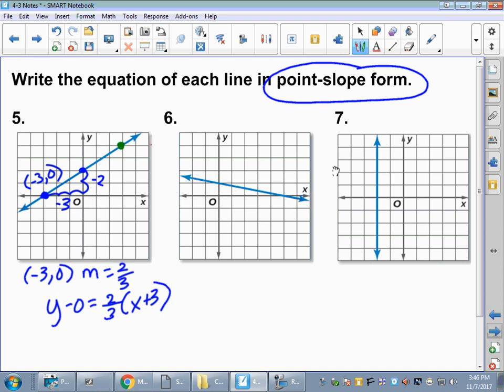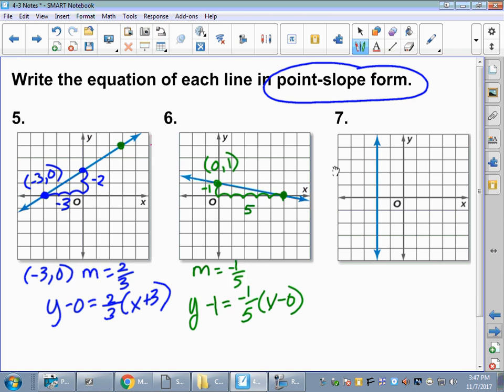For number 6, maybe I will count from, looks like my y-intercept all the way down to my x-intercept. So my slope would be down 1, 1, 2, 3, 4, 5. So my slope is negative 1/5, and I can use either one of those ordered pairs. I might as well use 0, 1 as my ordered pair. So y minus 1 is equal to negative 1/5 x minus 0.